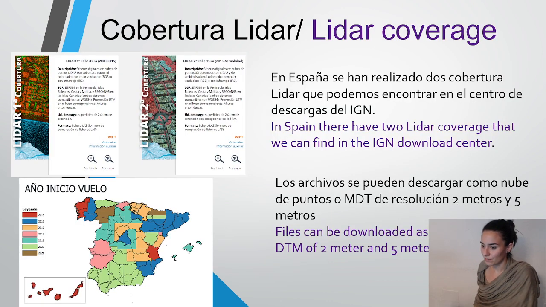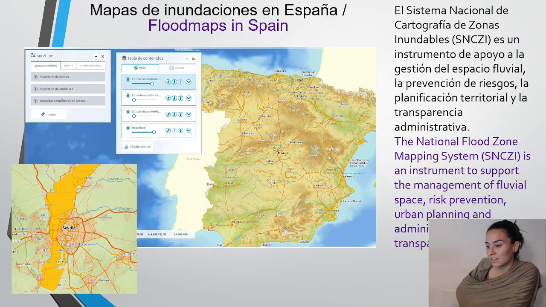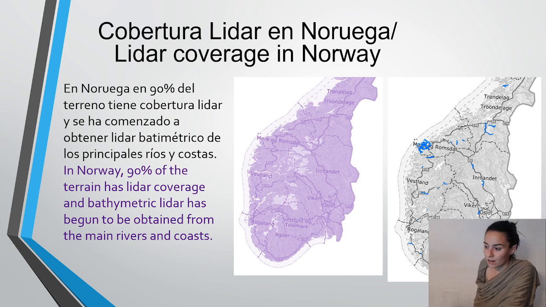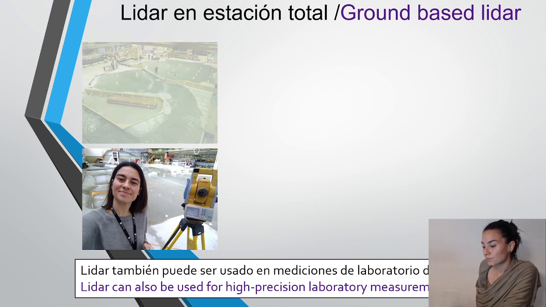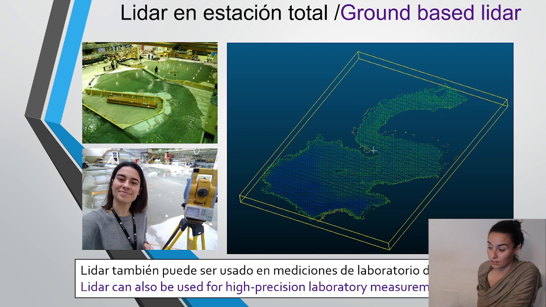And what about LiDAR in Spain? We do have LiDAR coverage of areas. It's more and more common in most European countries. We also have flood maps available in the National Flood Zone Mapping System. In Norway as well, everything is done with red LiDAR, and more rivers and coastal areas are being measured with LiDAR. This is an example of measuring with a total station, giving a high precision model.